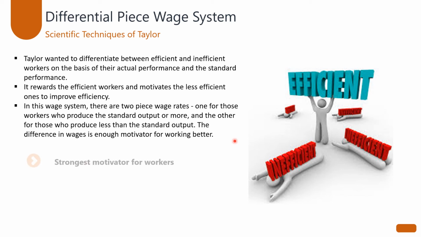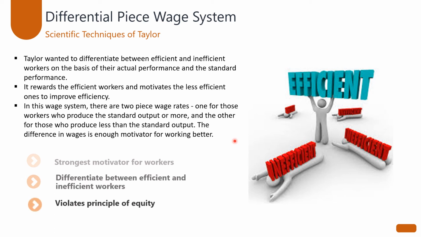So this is a very strong motivator for the workers. Why? Because monetary aspect is involved. It differentiates between efficient and inefficient workers, and it violates the principle of equity. So this principle basically pays different wages to the same kind of workers. So it is violating this principle of equity.